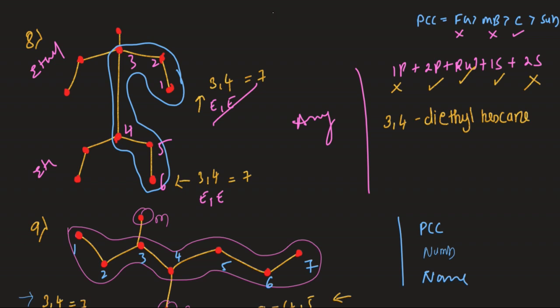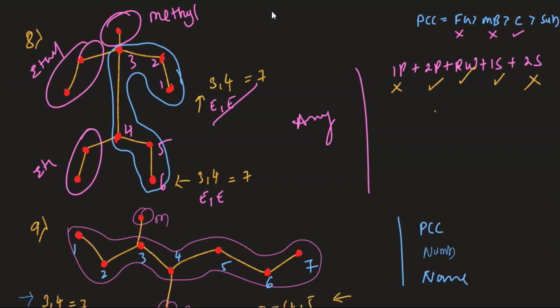Sorry, there is one more substituent also, right? Here also, this is one substituent. So here there are a total of 3 substituents. Two are ethyl, and this is nothing but a 1-carbon methyl. Any other substituents? 2 substituents, 3 substituents, right?